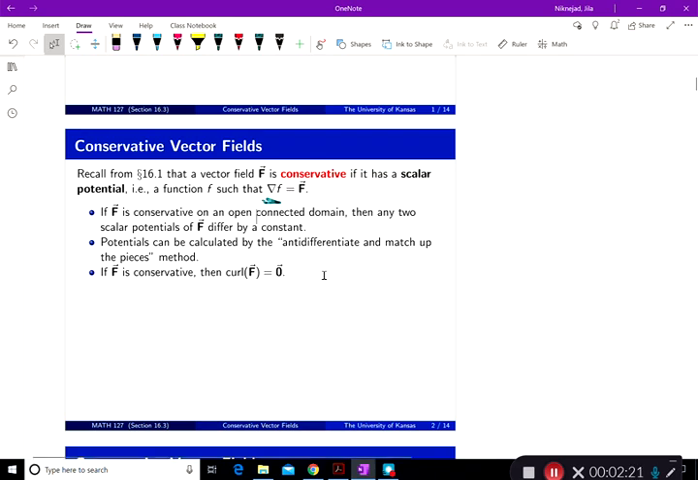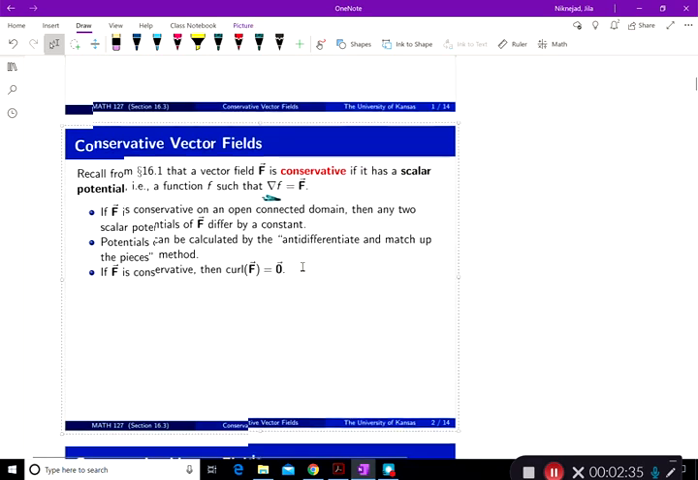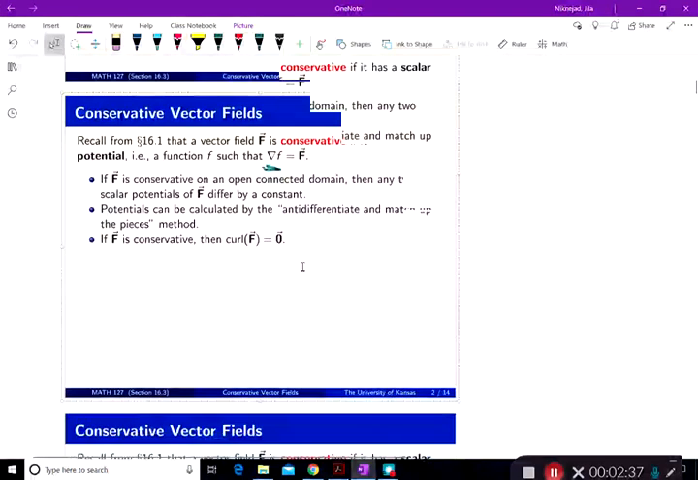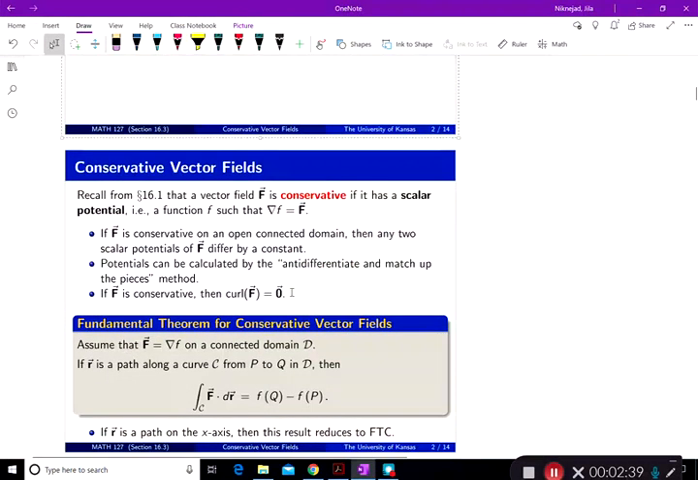That's the one that we tried in 16.3. And if F is conservative, then the curl of F is equal to 0. Some of these stories bring us to the fundamental theorem of multivariable calculus for conservative vector fields. So assume that the vector field F is equal to the gradient of the scalar function f on a connected domain D.